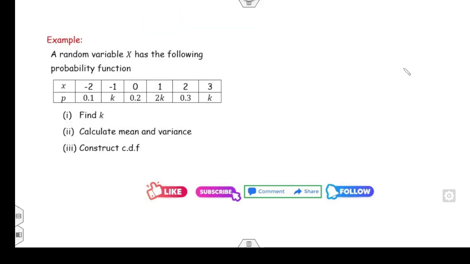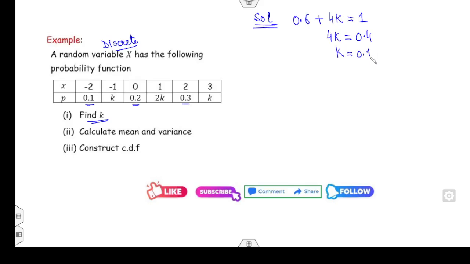Okay, look at this next question. Consider the random variable. Again, you can see x has a finite value. So this variable is discrete. Fine. How can you find the value of k? Again, you can add them. So if you add them, 0.2, 0.3, so this number is 0.6 plus 4k is equal to 1. So that number will be 4k is equal to 0.4. K will be 0.1, is the right answer.